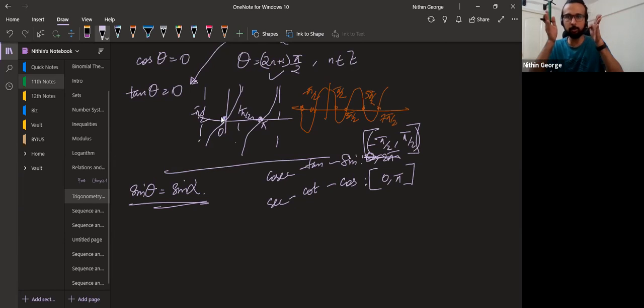Minus pi by 2 to 0 is the fourth quadrant, so we look at it as the minus first quadrant. 0 to pi by 2 is the first quadrant. So sine, tan, cosec will all be positive in the first quadrant. All their negative values will be in the fourth quadrant, the minus first quadrant. Are you following now?